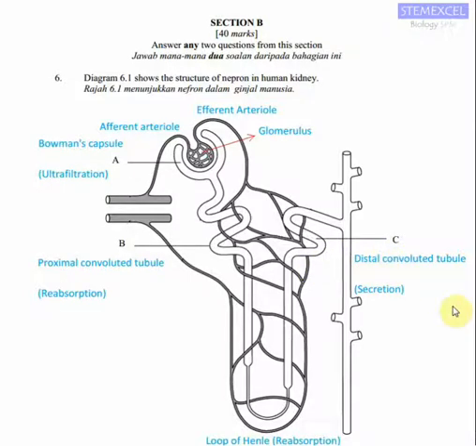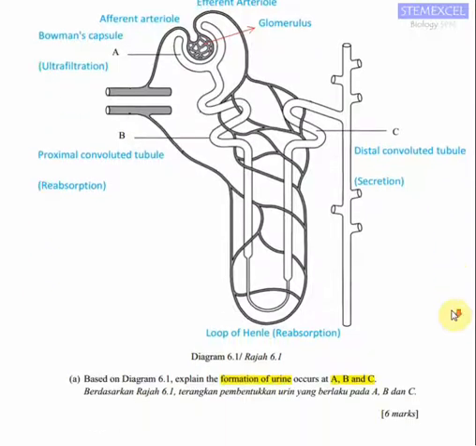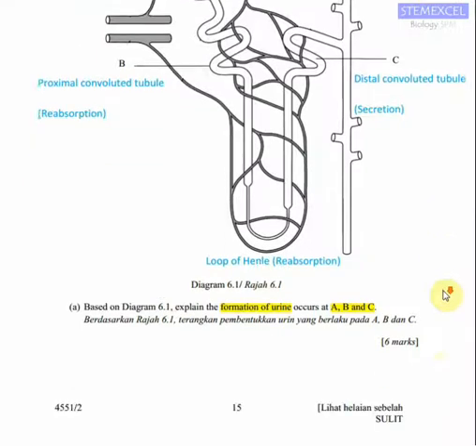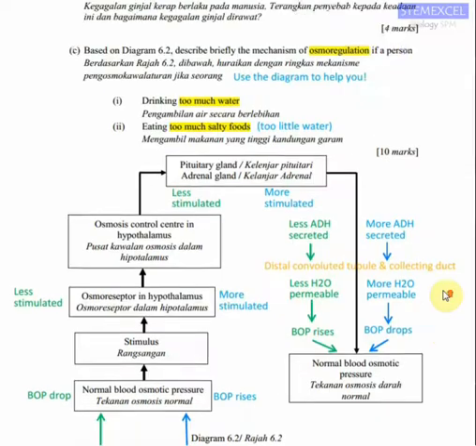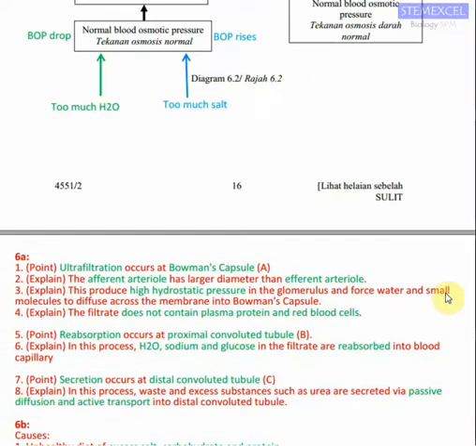Alright, so with that, let us move on to the question. So here you are given 6 marks to explain the formation of urine that occurs at A, B, and C. So A is Bowman's capsule, B is proximal convoluted tubule, and C is distal convoluted tubule. So let's look at the answers for this one here.